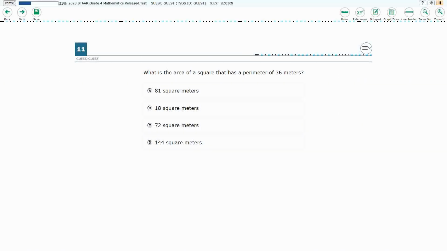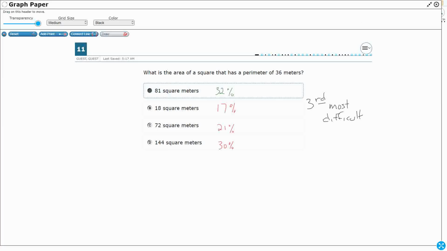The answer is A. Let's see how we did across the state of Texas. So this was tied for the third most difficult problem on the test. Take a look. We couldn't even get a third of our students, and almost as many students chose the incorrect answer of D as chose the correct answer of A.